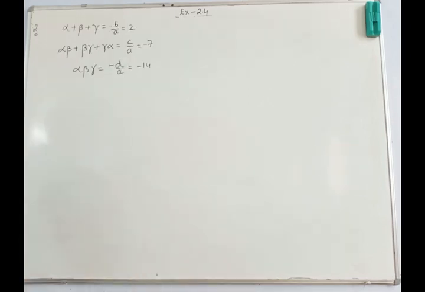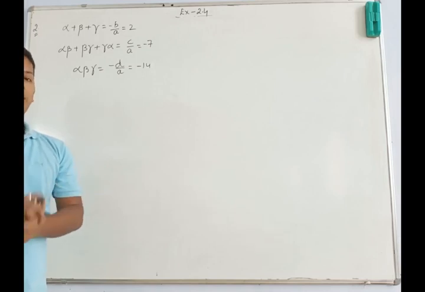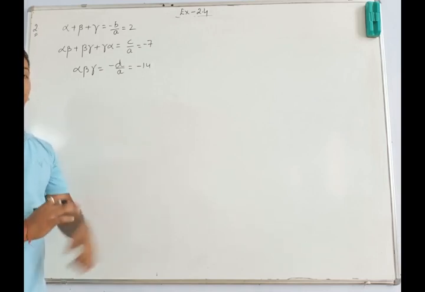Now the second question. In this question we have to find a cubic polynomial for which the sum of zeros is given as 2, the sum of the products of zeros taken two at a time is given as minus 7, and the product of the three zeros is given as minus 14. A similar kind of question we had done in exercise 2.2, but it was for the quadratic equation only. Now this is for a cubic equation.